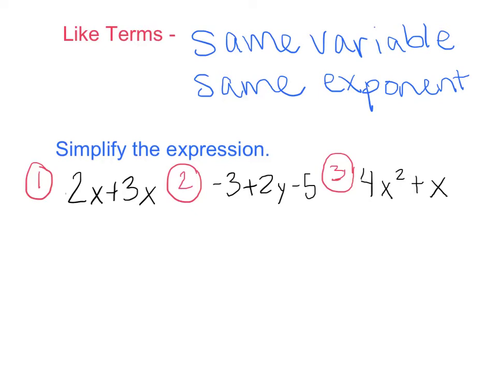So number 1, 2x plus 3x, they have the same variable, same exponent, so you can go ahead and add those. So positive 2 plus positive 3 gives you 5x.